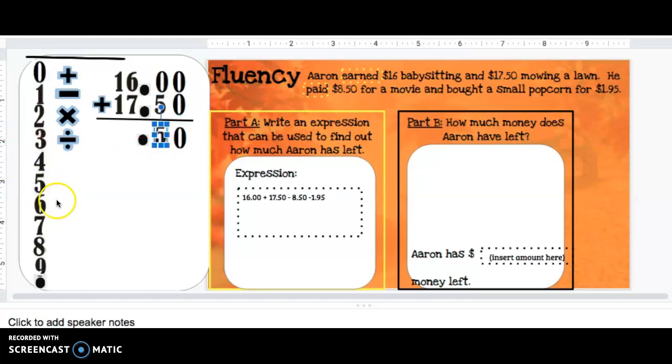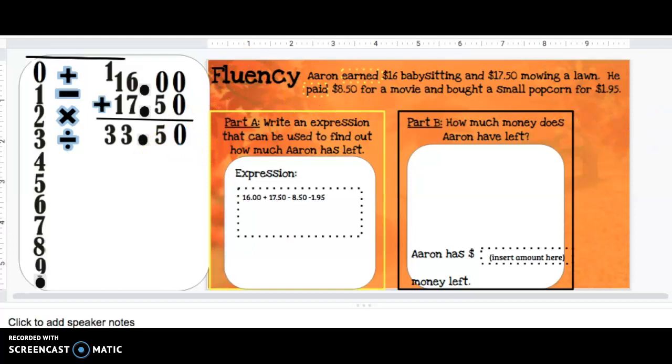6 plus 7 is 13. So I'm going to put my 3, and then bring up my 1. And then 1 plus 1 plus 1 is 3. So Aaron has earned $33.50 for doing all that work that he just did, babysitting and mowing the lawn.